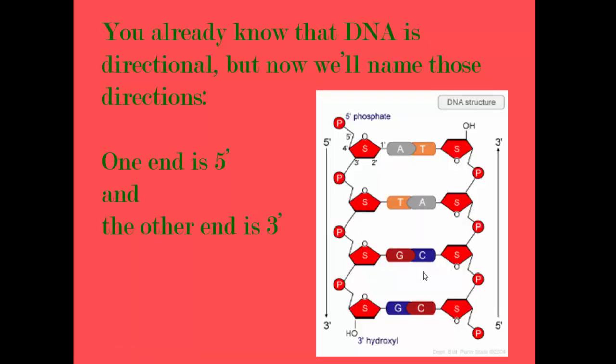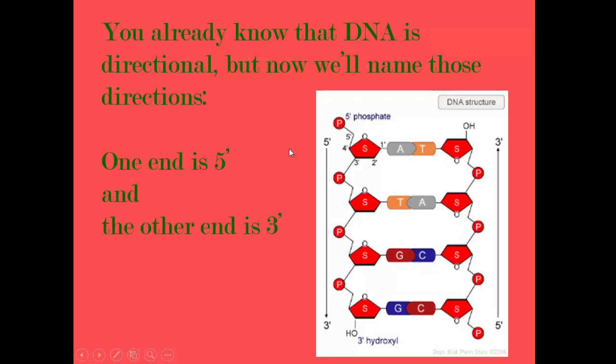Well, it's not quite that easy. It's a little bit more complicated. You already know that DNA is directional. Remember we said that DNA is built in two directions at the same time. If you think about our pentagons for our deoxyriboses here, notice that the oxygen is at the top here, and that oxygen is at the bottom down here. So everything is facing opposite directions.